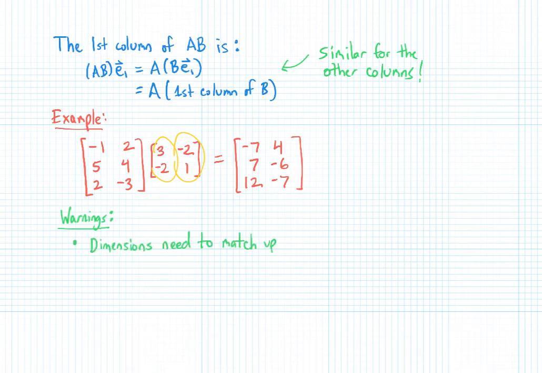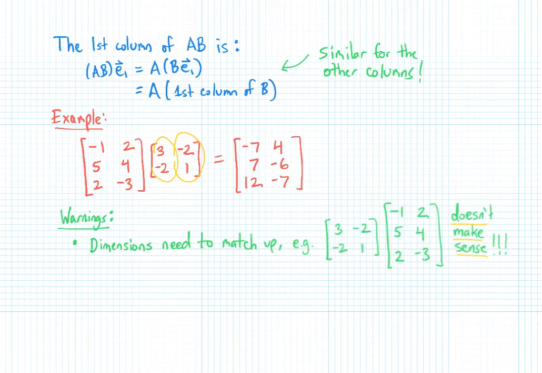First of all, it's important to remember that the dimensions need to match up. It's important that the matrix on the left has the same number of columns as the number of rows of the matrix on the right. In the example I did, the matrix on the left has 2 columns, and the matrix on the right has 2 rows. That matching up was necessary in order to be able to multiply matrices. If those numbers don't match up, then you can't multiply. For example, if I try to take the same 2 matrices and multiply them the other way around, it doesn't make sense, because then you'd have the matrix on the left with 2 columns and the matrix on the right with 3 rows, so they don't match up.